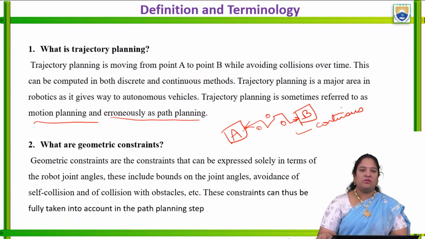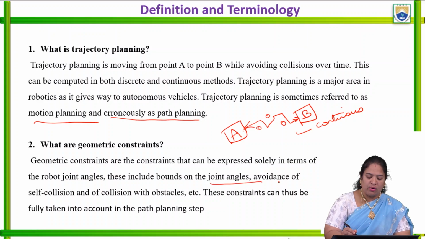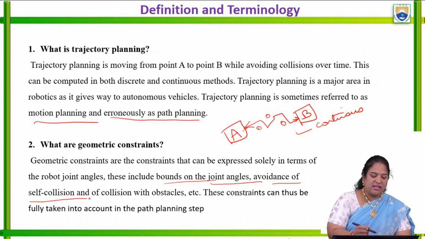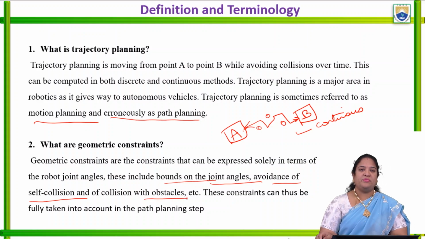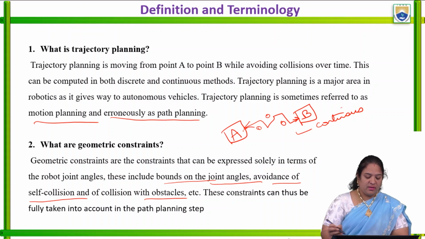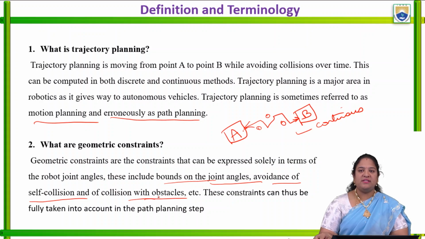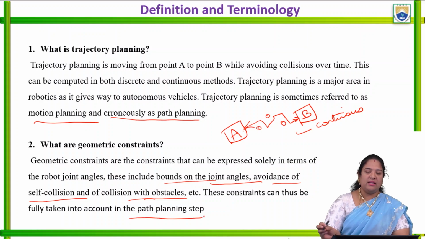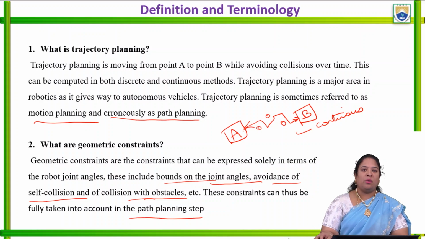Next, moving on to the next concept, what are geometric constraints? Geometric constraints are expressions in terms of the robot joint angles, which include the joint angles, bounds on the joint angles, and avoidance of self-collision and collision with obstacles. These constraints can thus be fully taken into account in the path planning step. That is known as geometric constraints.